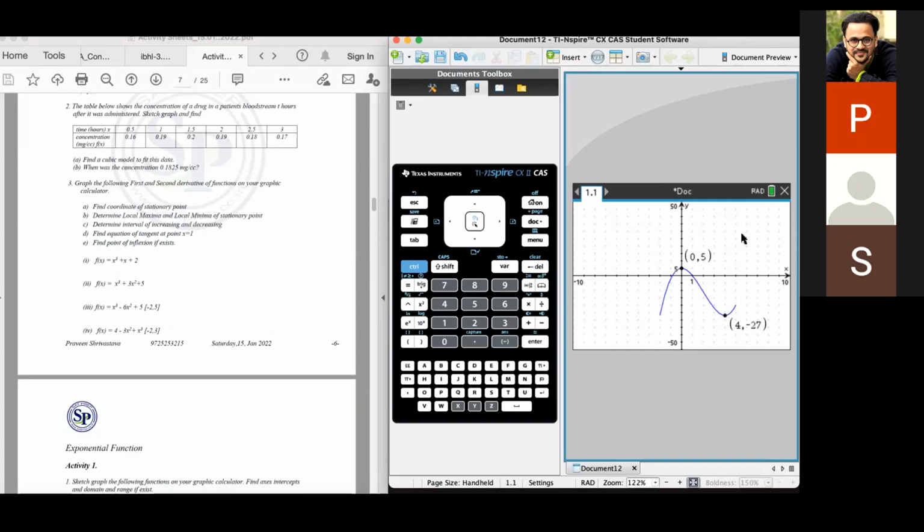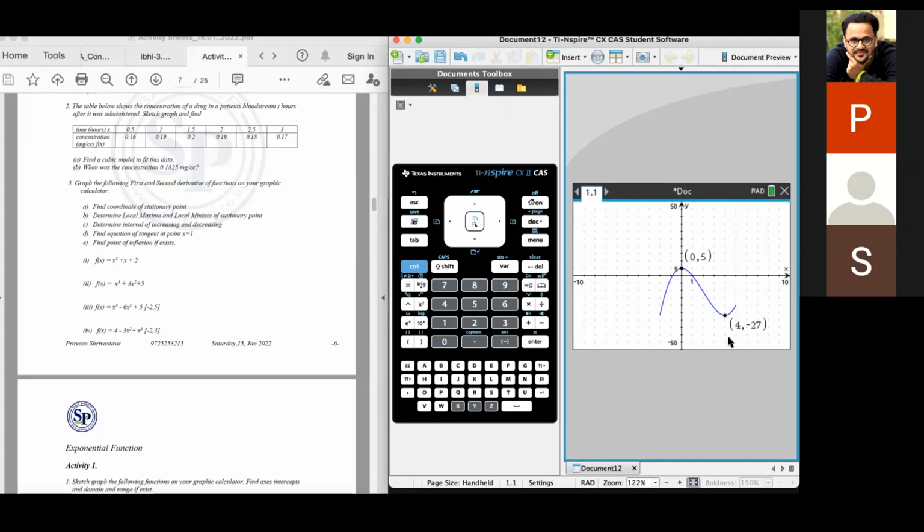Now the case here is, we need to see the points they have given here, minus 2 comma 5. The lowest point, and now you can see, when we talk about local maxima and minima, local maxima and minima exist here. At 0 comma 5 you have a local maxima, and at 4 comma minus 27 you have the local minima.